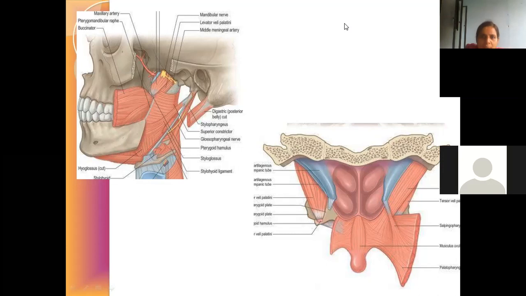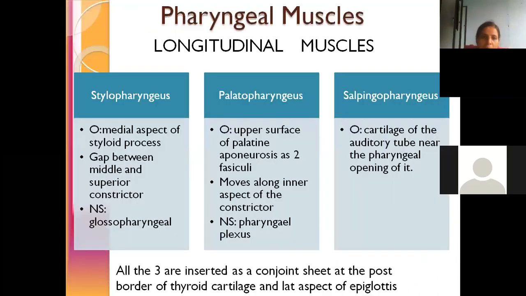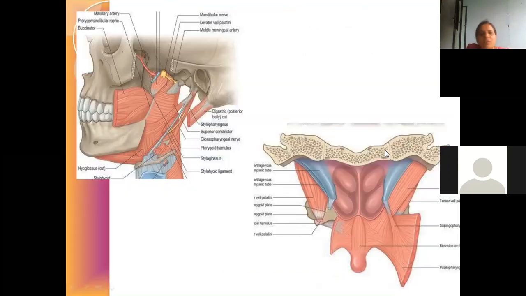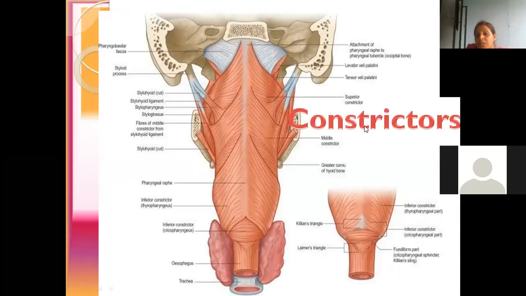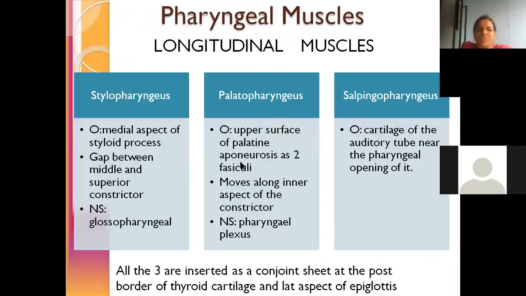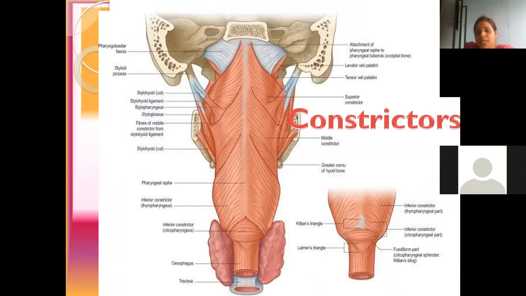In the muscles of the pharynx, ma'am, should we remember this? No, you should remember the superior, middle, and inferior constrictors. The salpingopharyngeus and all that, we need not remember, it becomes a little complicated. That's why I just give the names. Just name stylopharyngeus, palatopharyngeus, salpingopharyngeus. Once you name them along with the constrictors, the examiner will definitely expect better from you.